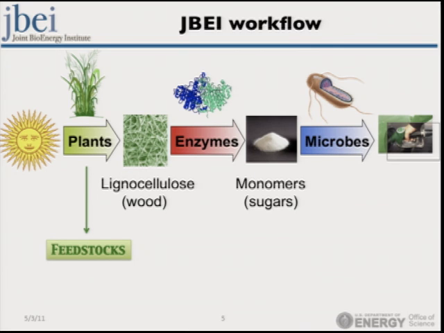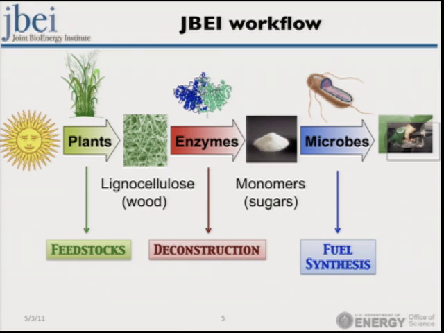The feedstocks division, the people in the feedstocks division are in charge of doing the genetic engineering to produce plants that are easier to deconstruct and drought resistant and have the qualities we're looking for. The people in deconstruction are in charge of pretreatment and developing the enzymes necessary for the most efficient deconstruction. And finally, we at Fuel Synthesis are in charge of doing the fermentation from sugars into biofuels.